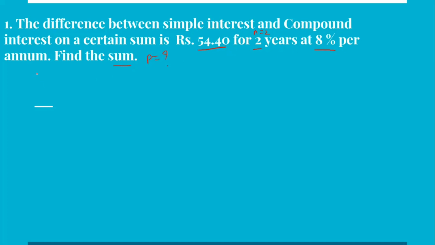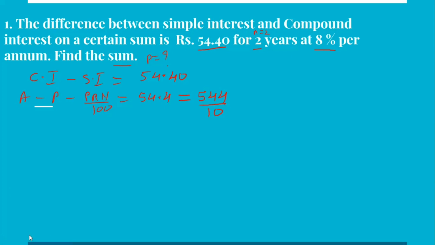So what is given here is compound interest minus simple interest is 54.40. For the compound interest, we can use the formula A minus P, minus simple interest, which is PRN upon 100, which is equal to 54.4. To make the calculation easy, this can be written as 544 upon 10. Let us put the values in this formula.